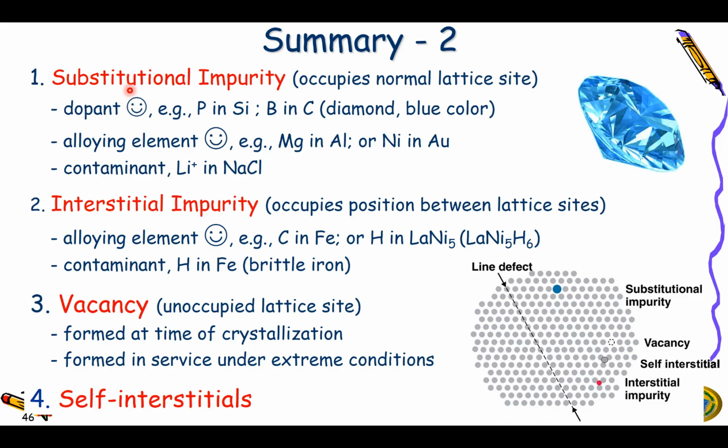Okay, this is the first topic, substitutional impurity. Second, interstitial impurity. Interstitial impurities occupy positions between the lattice sites, right? An example is carbon in iron. This is what we call a hardening agent, making the iron stronger. And hydrogen in LaNi5. If hydrogen goes into LaNi5, this becomes a compound we call AB5.